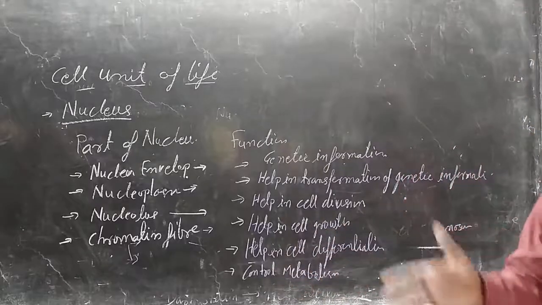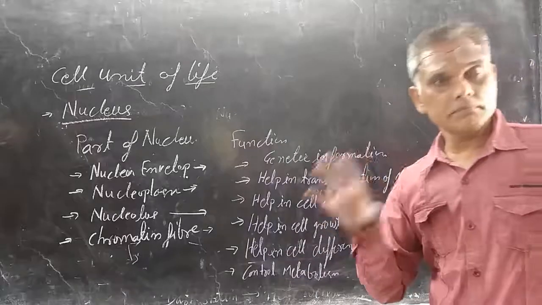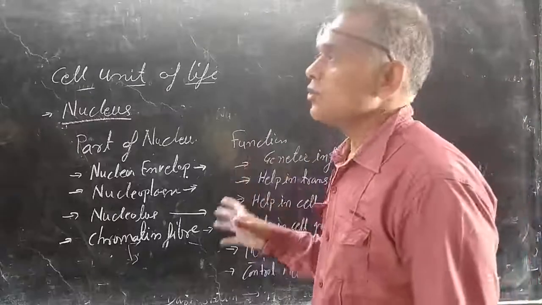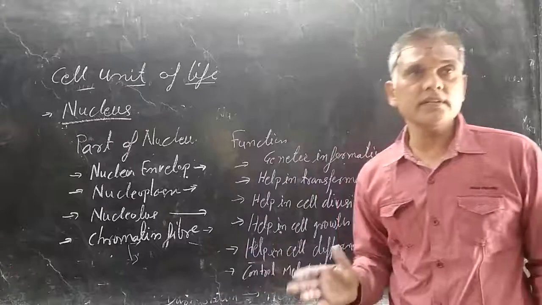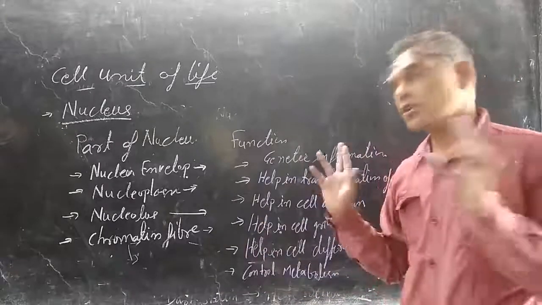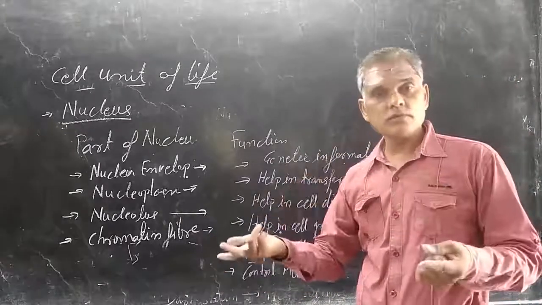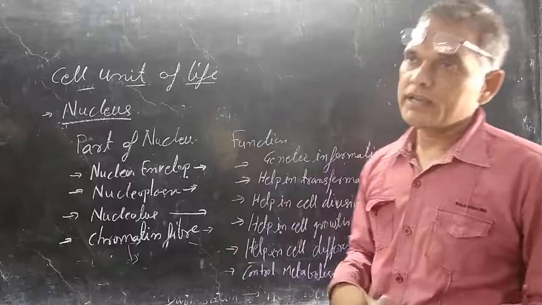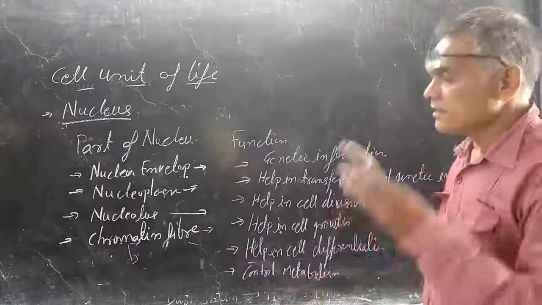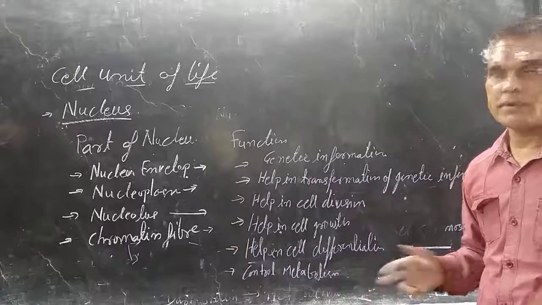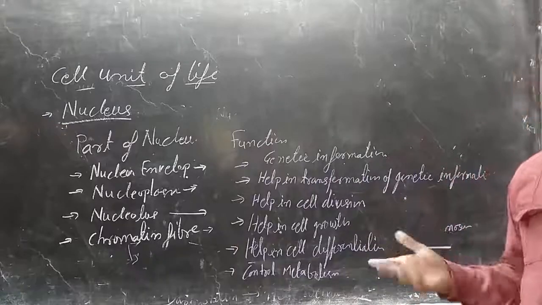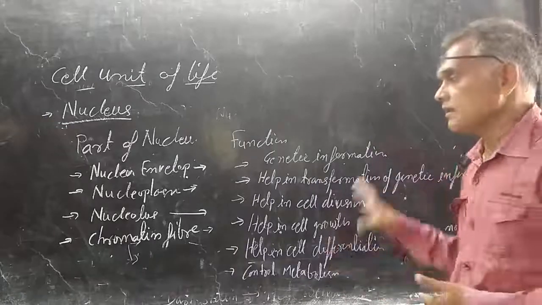And earlier I told you, the nucleus is mainly present in interphase. During cell division it disappears and the chromatin fiber forms chromosomes. They divide, and after cell division the nuclear membrane, the nuclear envelope, reappears and the nucleus is formed.